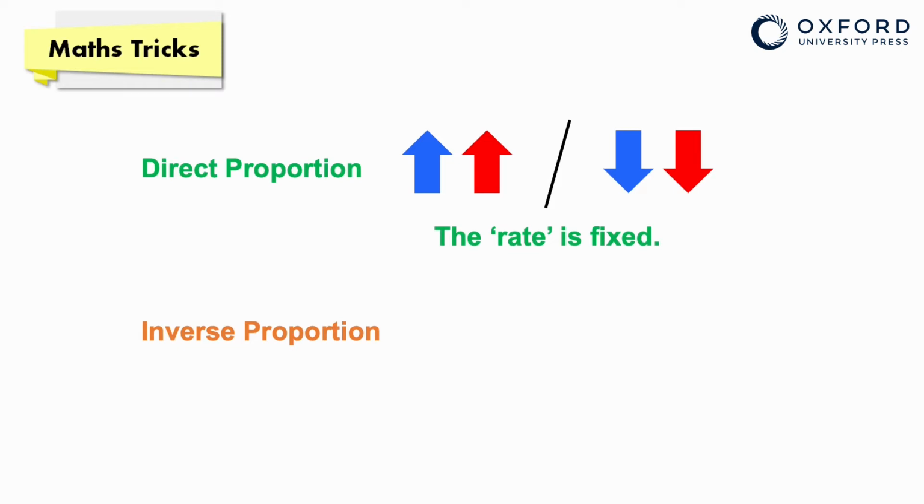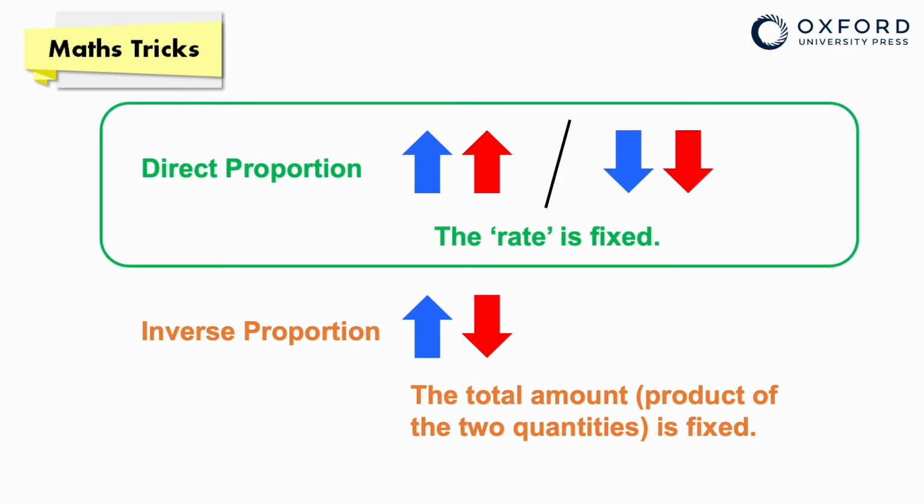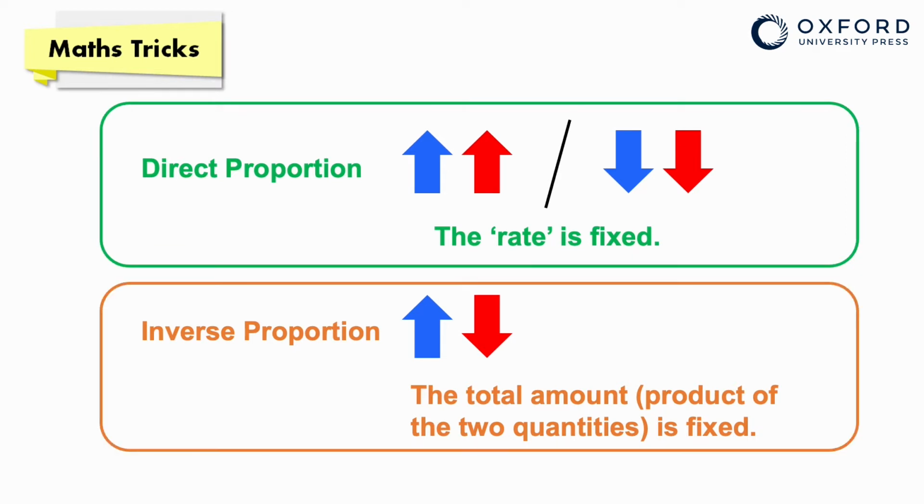If one quantity increases while the other quantity decreases, they may be in inverse proportion. If the total amount is fixed, then they are in inverse proportion. Therefore, we can determine whether two quantities are in direct proportion or inverse proportion by observing whether the two quantities increase or decrease together, or one quantity increases while the other decreases.